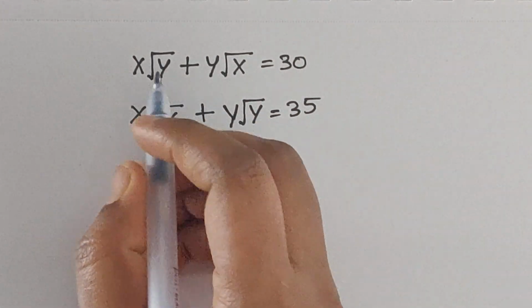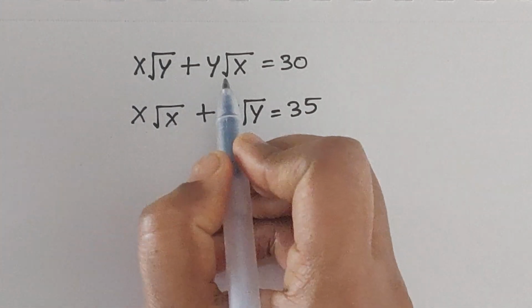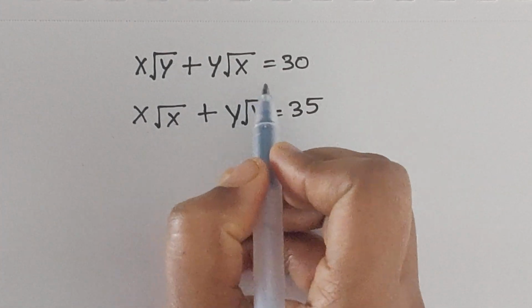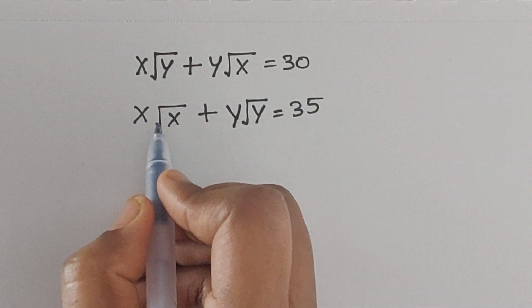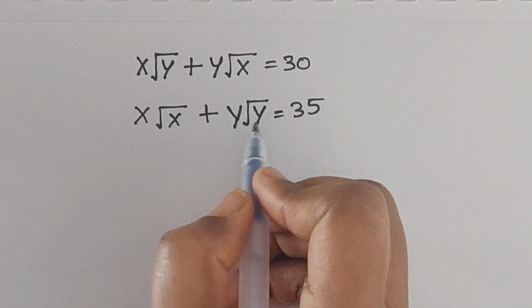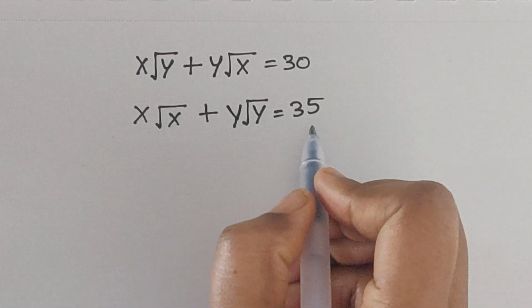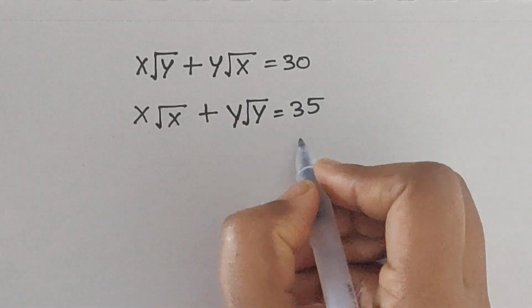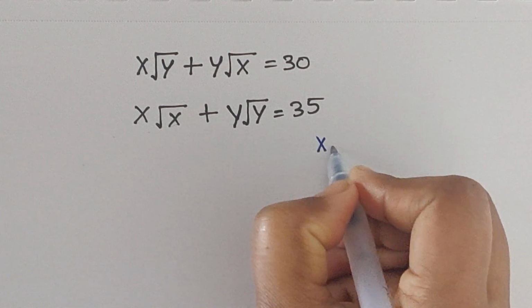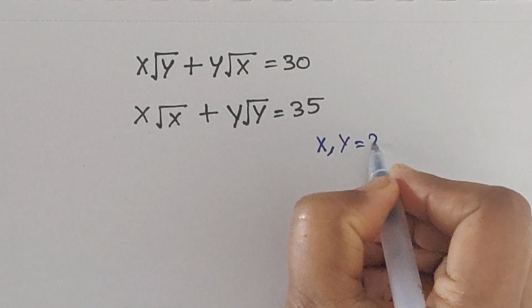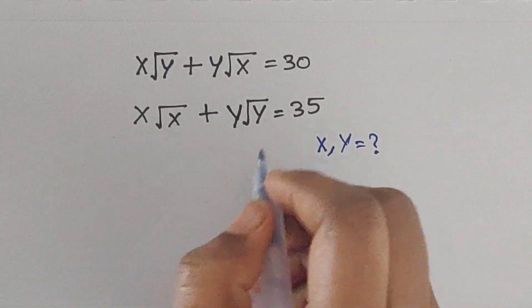Here we have one problem, that is x times square root of y plus y times square root of x equal 30 and x times square root of x plus y times square root of y equal 35. So in this problem we have to find the values of x and y. So how do we solve this problem? Let's see.